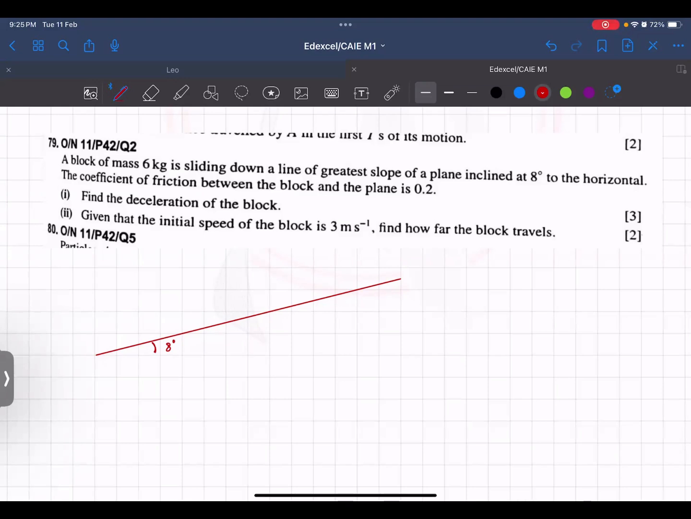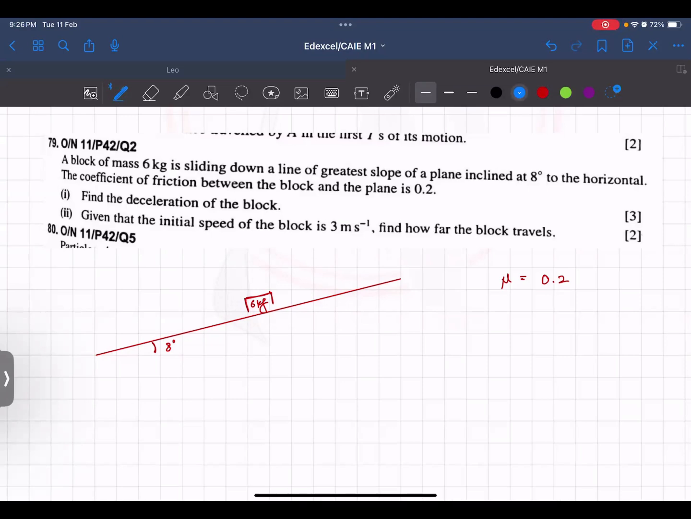So that's why I made the slope small. The coefficient of friction between the plane and the block is 0.2. The block is of mass 6 kg. And that's it. Find the deceleration of the block. The block is sliding down a greater slope at an incline. Given that the initial speed of the block is 3, find how far the block travels. Find the deceleration of the block. Deceleration? Sliding down? It would be accelerating. Why would it be decelerating?